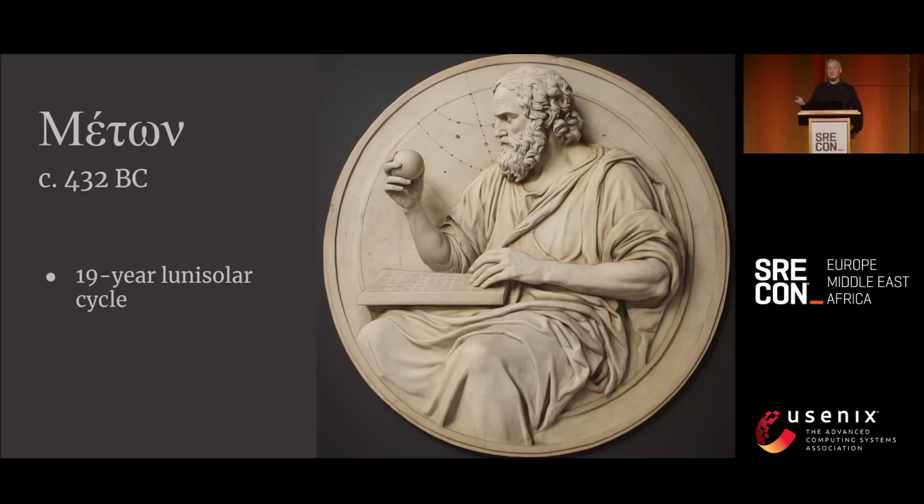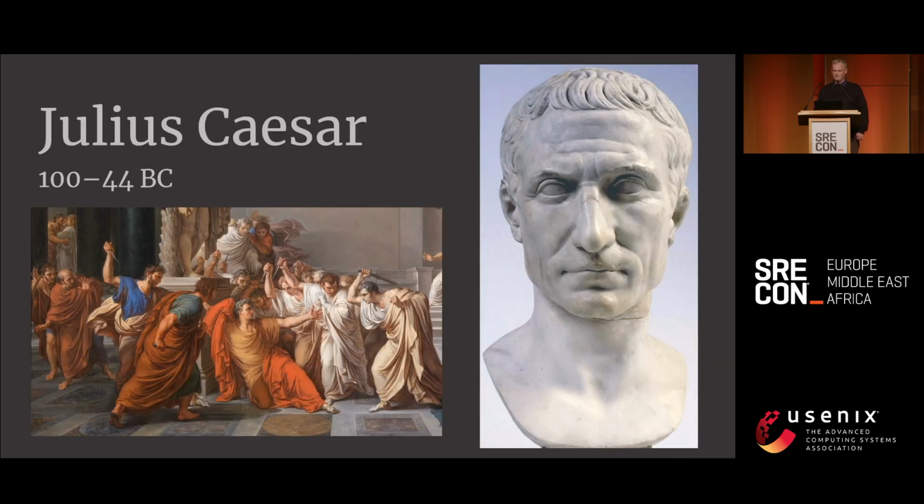Let's spin through 2,000 years of calendar reform through the eyes of some of the people involved. This is Meton of Athens, who gave us the Metonic cycle of 19 years, which accurately predicts the phases of the moon. This is Julius Caesar, who gave us the Julian calendar, with its regular cycle of leap years, shortly after which he was assassinated on the Ides of March.